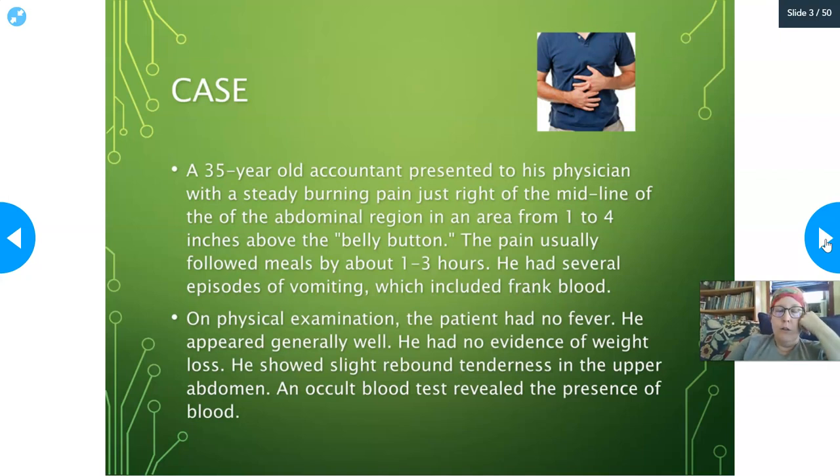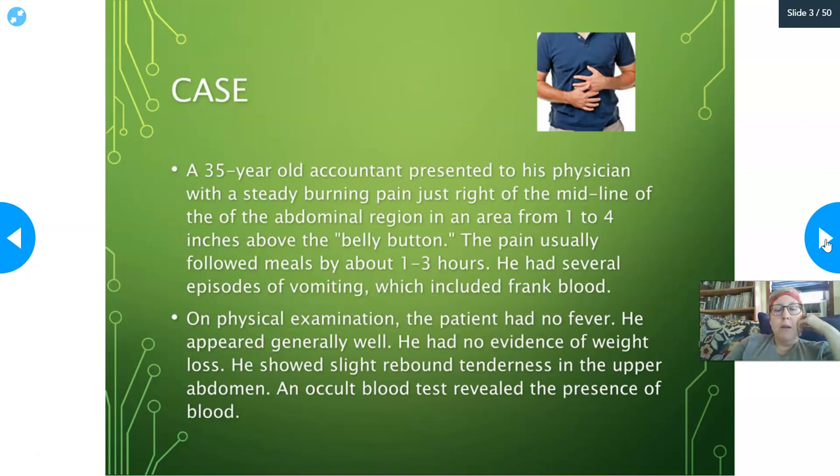And so we're going to look over a case again. This is a 35-year-old accountant that presented to his physician with a steady burning pain just right of the midline of the abdomen region, in an area 1 to 4 inches above the belly button. The pain usually followed meals by about 1 to 3 hours. He had several episodes of vomiting, which included frank blood, which is blood that's visible.